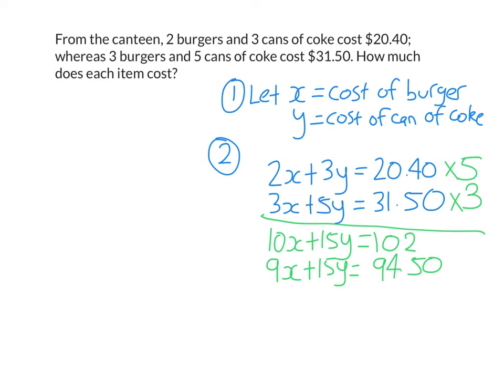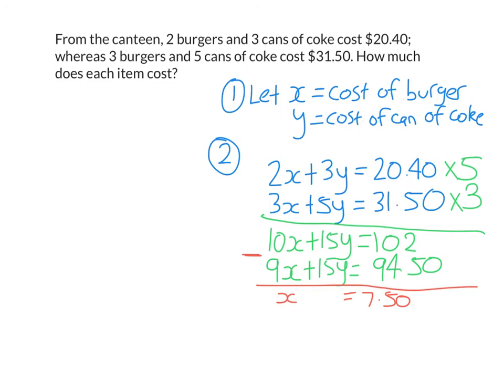So now the y's in both equations have the same coefficient, so I am going to eliminate the y's. They have the same sign, so I'm going to subtract. So 10x minus 9x is just x, 15y minus 15y is 0, 102 minus 94.50 gives 7.50. So that was easy. I figured out that the cost of a burger is 7.50.